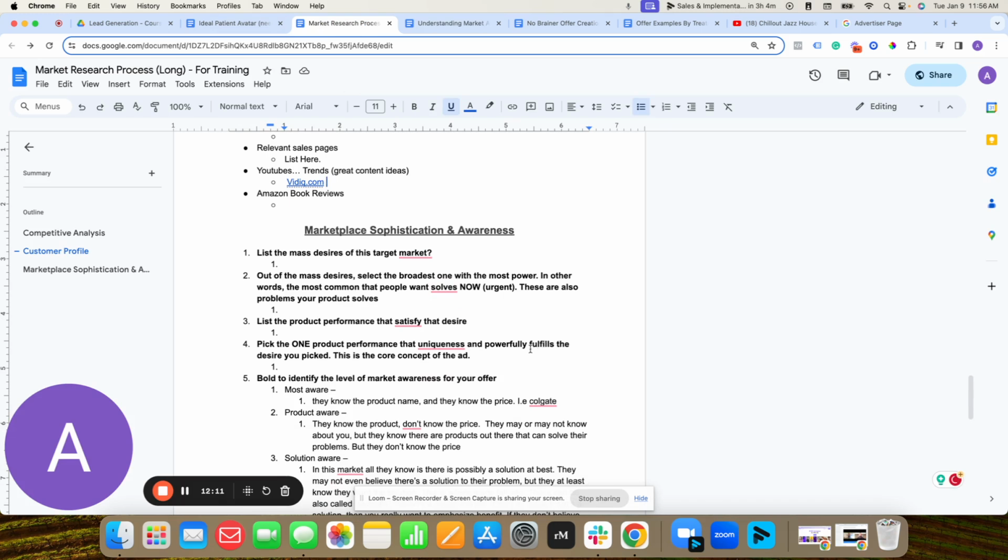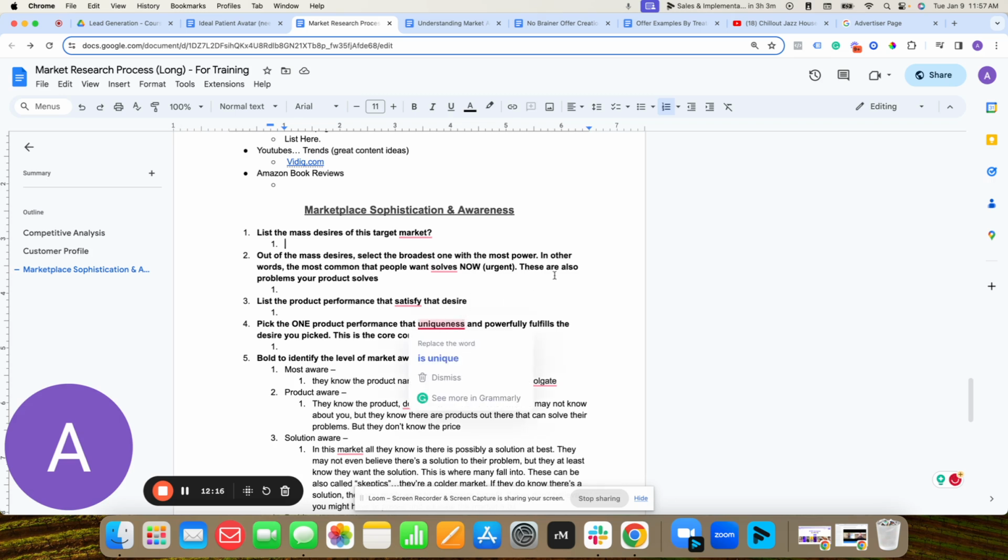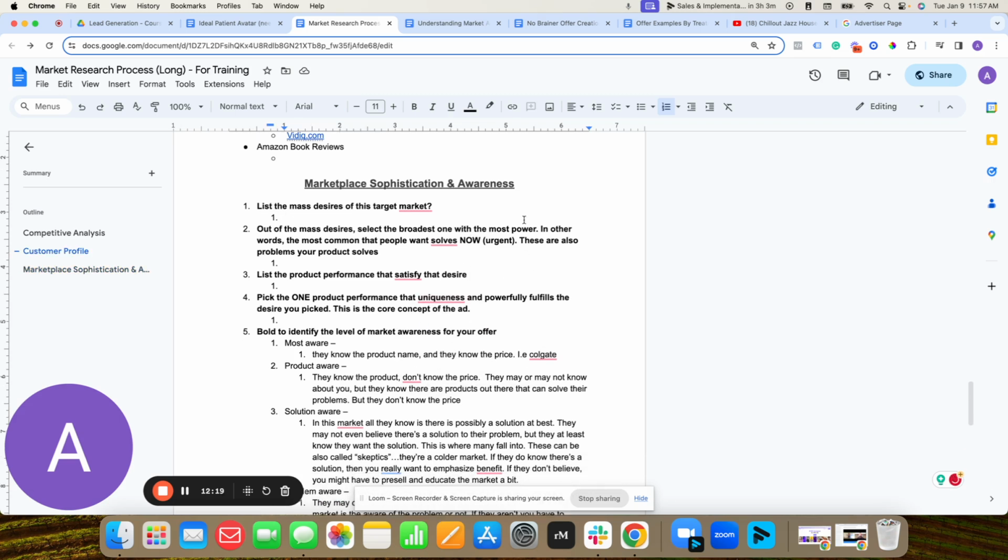So now that you've gone through the stuff above, you should be able to answer some of this pretty quickly. List the mass desires of this target market. Out of the mass desires, select the broadest one with the most power. What's the cost of inactivity for them? If they don't do this, what's going to be the outcome? Like if they don't fix their knee pain, their chronic fatigue, their ability to focus at work, their ED, their acne scarring. Out of those desires, figure out the cost of inactivity and select the broadest one with the most power. In other words, the most common thing people want to solve right now, and what happens if they don't.